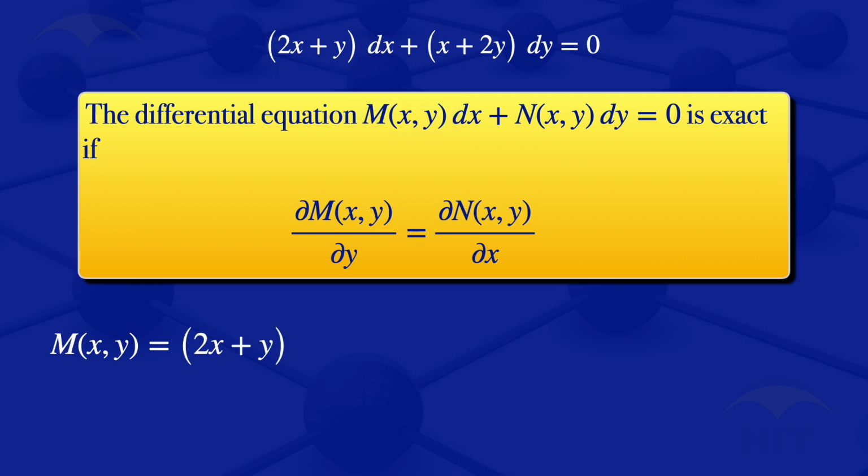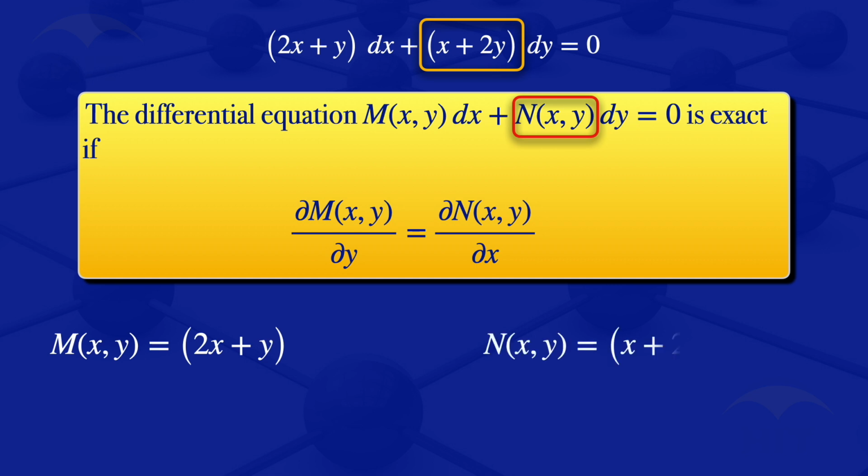In the given equation, the coefficient of dy is x + 2y. On this equation, the coefficient is N(x,y). So by comparison, we see that N = x + 2y.